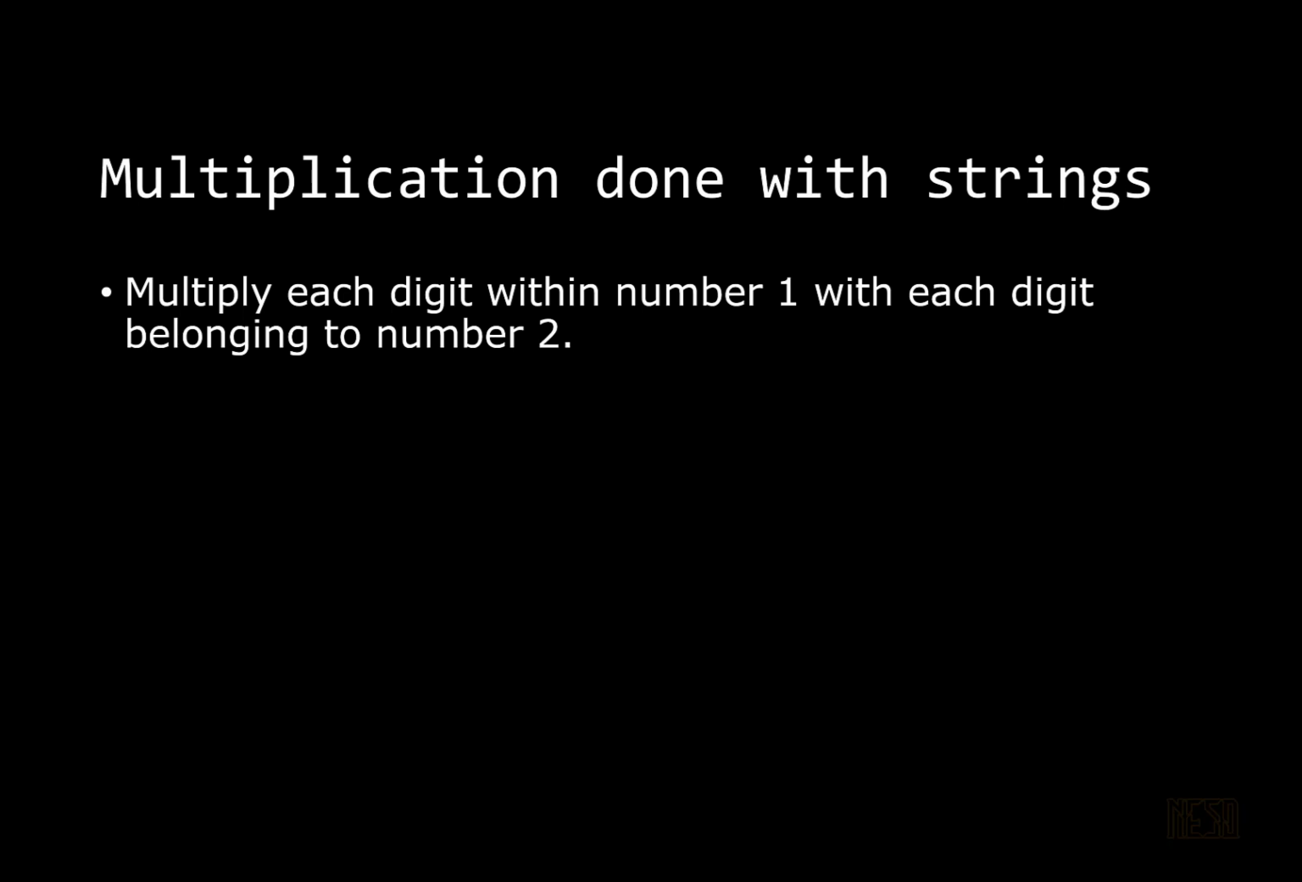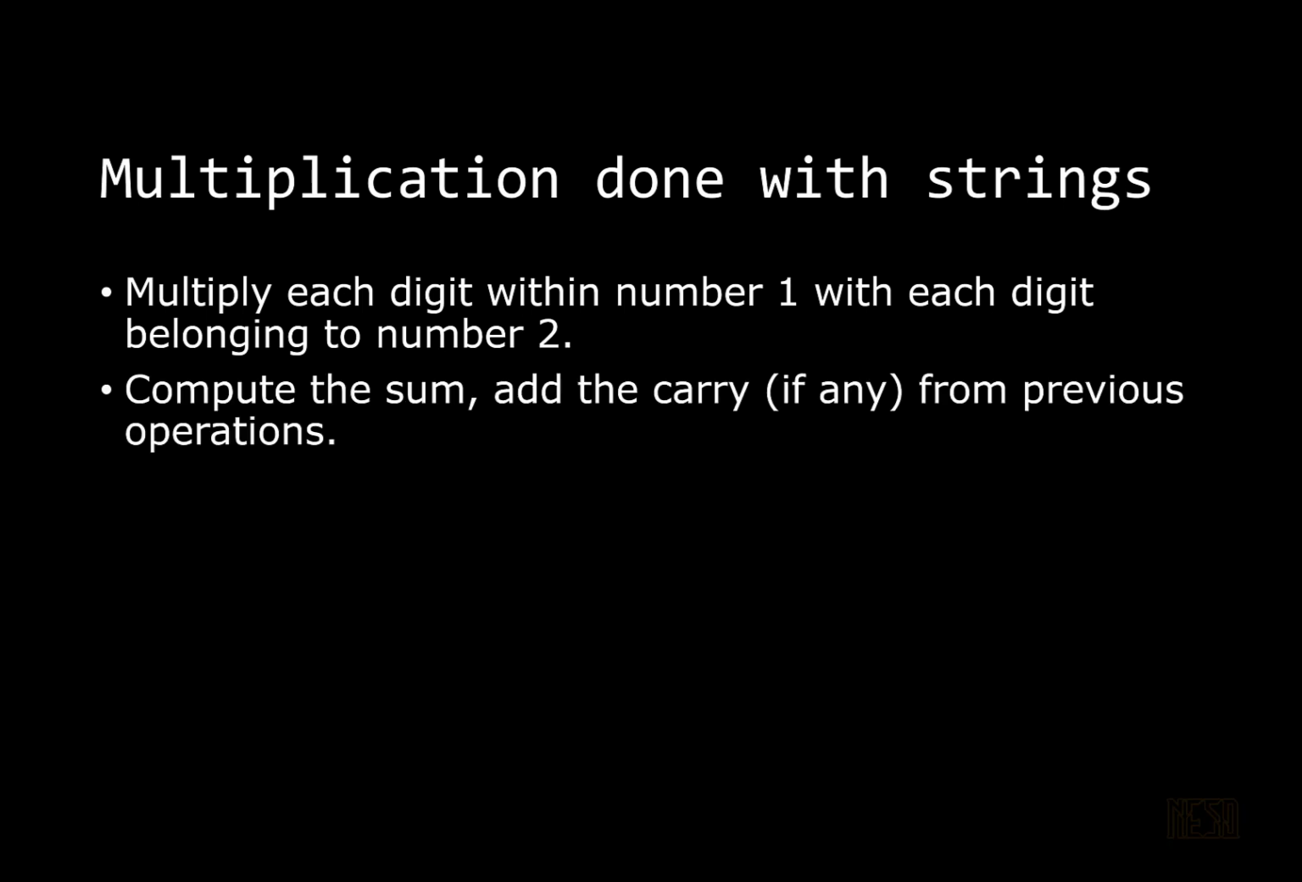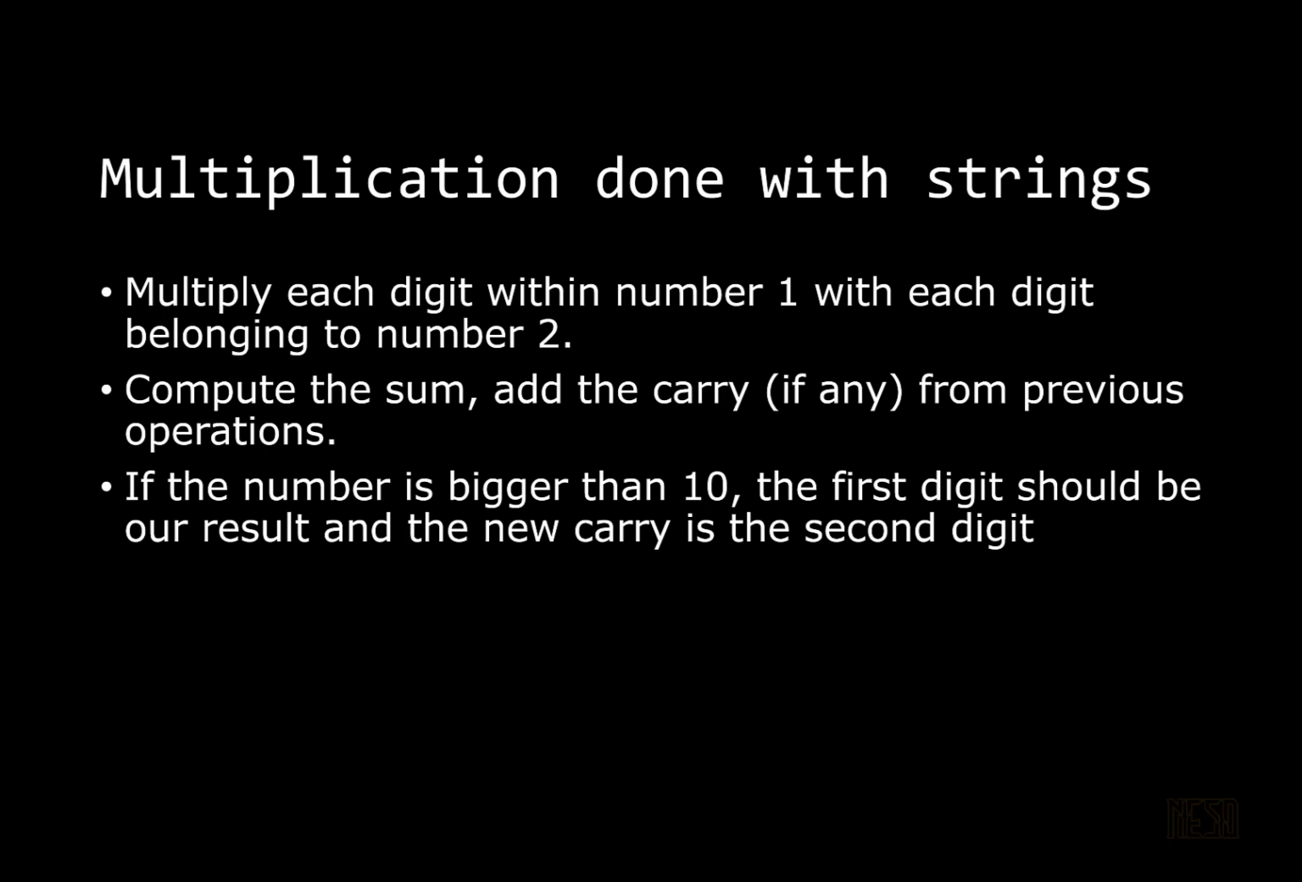Now, multiplication done with strings. It is textbook multiplication. So what we do really is we multiply each digit of number 1 with each digit belonging to number 2. Of course, we compute the product, we carry anything, we add the carry from previous operations, and if the number is bigger than 10, then the first digit will be the result, and the new carry is the second digit.